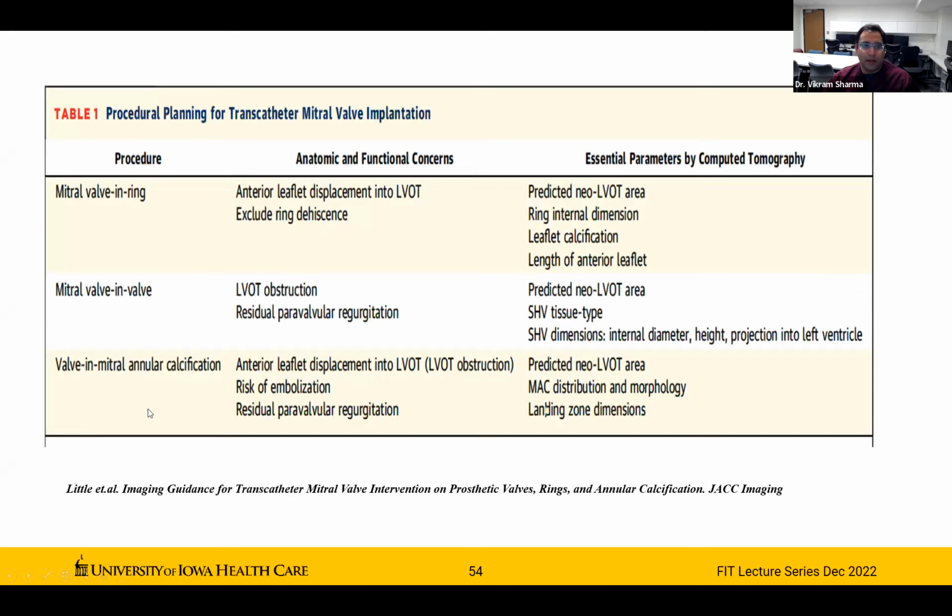So what are the important things about procedure planning? First of all, we know the most favorable outcome is with patients undergoing mitral valve-in-valve procedures, but they do have a risk of LVOT obstruction and residual paravalvular regurgitation. We can assess this risk by looking at certain factors like the CT-predicted neo-LVOT area, which we'll talk about shortly. We talked about valve-in-mitral annular calcification. Those patients have a significant risk of residual regurgitation, embolization, as well as LVOT obstruction. And then again, looking at the distribution of MAC or the predicted neo-LVOT area can help determine if patients are suitable for that. And then for a valve-in-ring approach, you have to exclude ring dehiscence, which would be a contraindication, and then also assess the predicted neo-LVOT area.